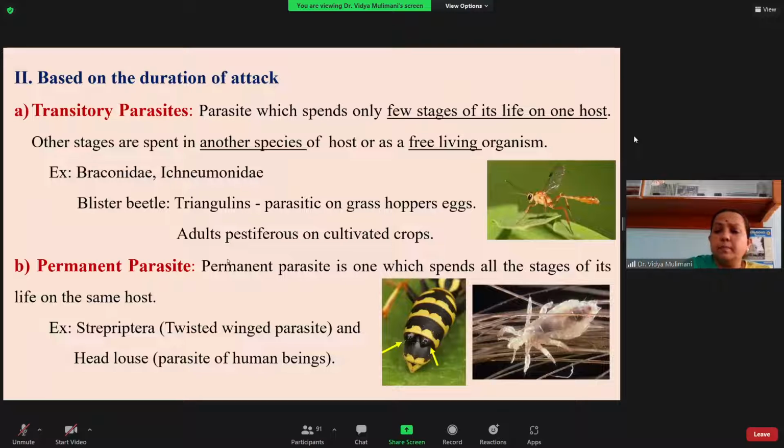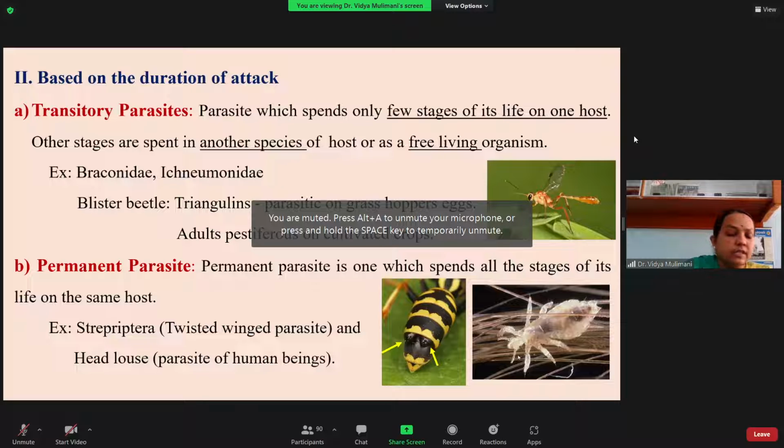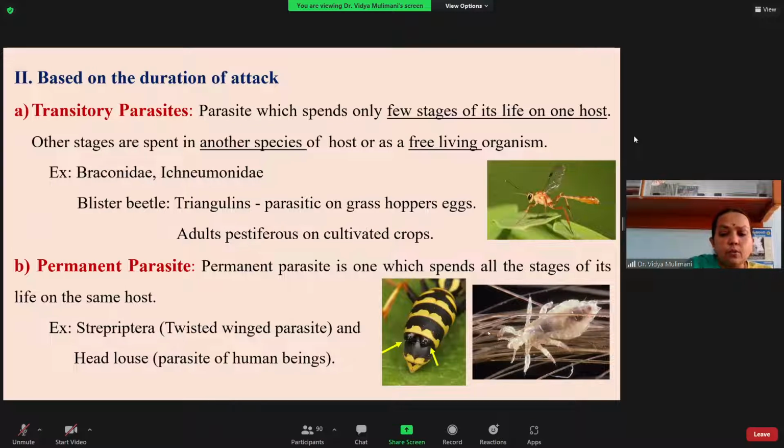Next you have the permanent parasite. For example, take the head louse. If the head louse is detached from the host, there is no food for it. It will survive without food for one or two days, then afterwards it will die. So that means it cannot live away from the host for a long time. Only one or two days is optional, but it is an obligatory parasite. So that is what a permanent parasite is.